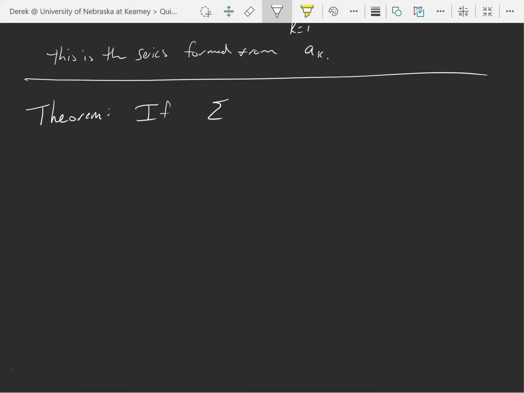If the sum of a sub n from n equals 1 to infinity converges, then a sub n converges to 0 as a series, or sorry, as a sequence. Even I am kind of confusing them sometimes. So this sequence goes to 0, the sequence of the terms goes to 0 if the series formed from the terms converges. So let's prove this.